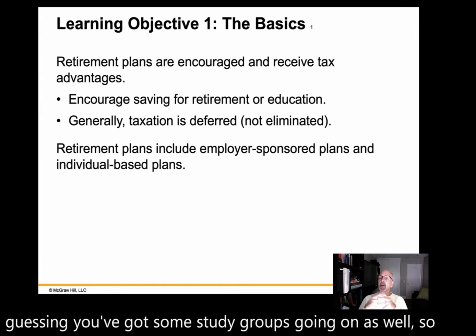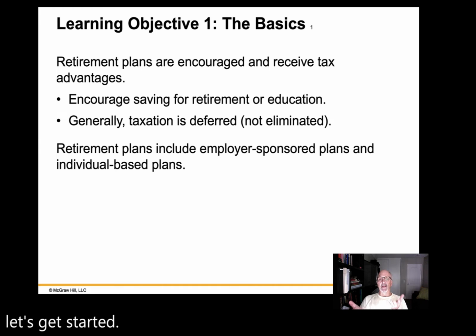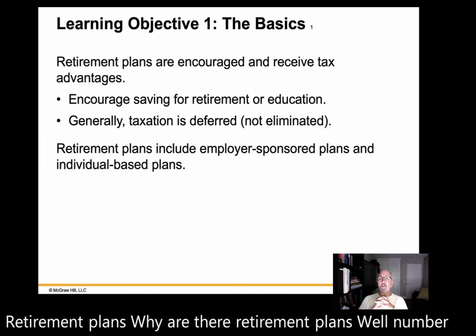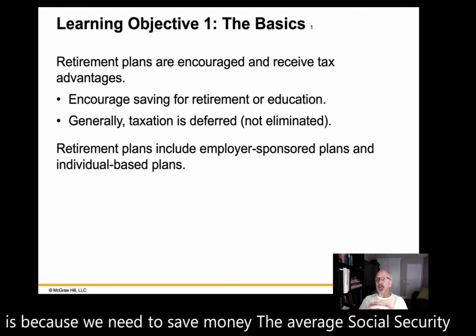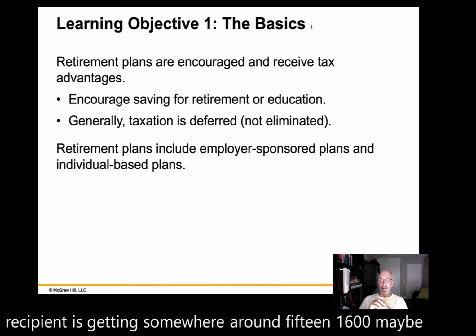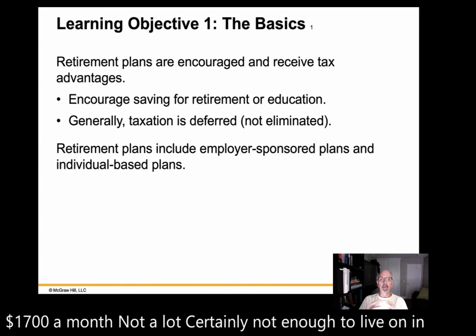Retirement plans. Why are there retirement plans? Well, number one, they receive tax advantages, and the reason we need them is because we need to save money. The average Social Security recipient is getting somewhere around $1,500, $1,600, maybe $1,700 a month. Not a lot, and certainly not enough to live on in Southern California. So we need to be putting money away and saving for retirement.